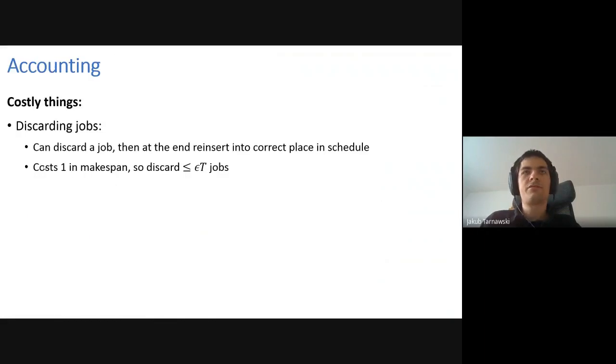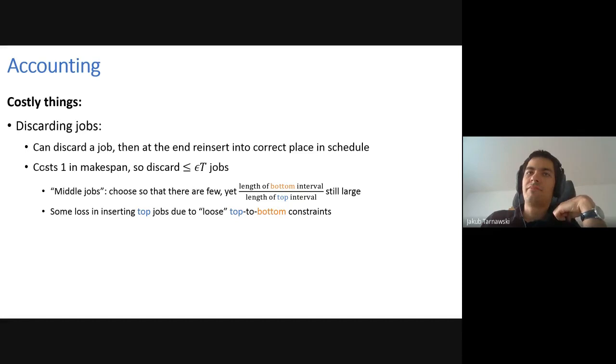Okay, so what happens? What actually costs us is discarding jobs. So these middle jobs are discarded, and I can just discard any job, and at the end I reinsert it into the correct place in the schedule on its own, like all the other machines would be idle. This costs 1, and so if I discard at most epsilon times t jobs, then it's fine. For the middle jobs, I choose this interval of middle jobs so that there are few of them, but still the length of the bottom intervals is small. And then there is some loss in inserting the top jobs, but let me not talk about that.